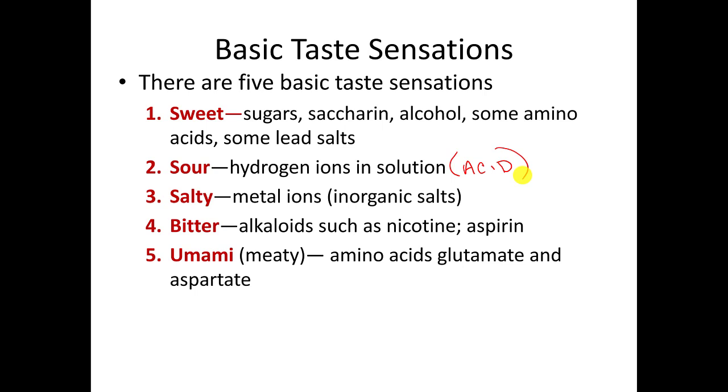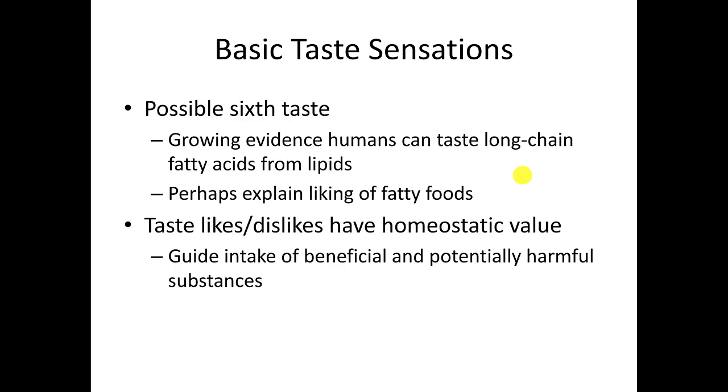Salty. Salty is coming from the metal ions that might be in our food. Bitter, this is coming from alkaloids, things like nicotine, aspirin. These have a bitter taste to them. And then the last flavor is something called umami, and umami is kind of a meaty flavor. MSG, for example, is that umami meaty flavor. Amino acids and aspartate, these have that umami meaty flavor.